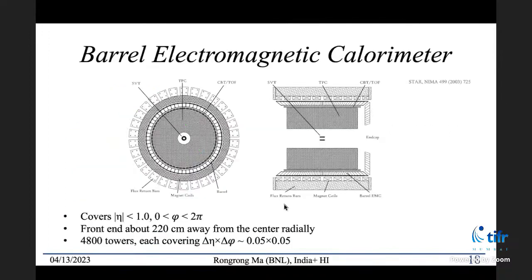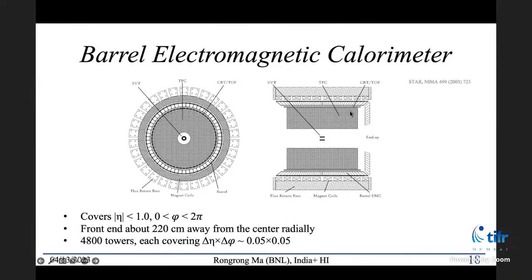Then we go to the electron channel. These are the electromagnetic calorimeter on the left-hand side. This is the cross-sectional view, so basically you look at it in STAR from the side. In the middle, these are the TPC again, and these open boxes you can see here are where the EMC, or electromagnetic calorimeter, sits.